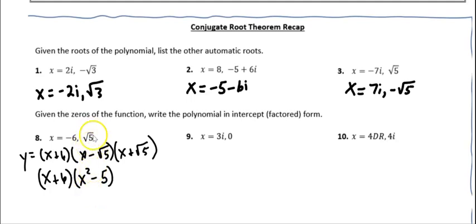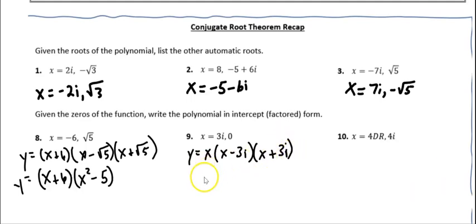Okay, so anytime you have a square root factor, just square it and it's minus whatever that is squared. So here we have x is equal to 3i and 0. Anytime 0 is a 0, you know the factor is just x. So we could go x minus 3i and x plus 3i. But again, I want to write the quadratic factors.